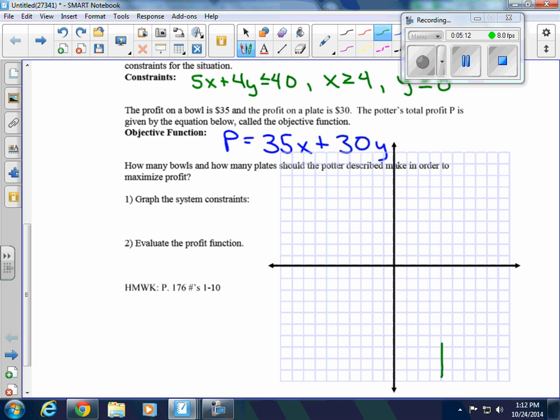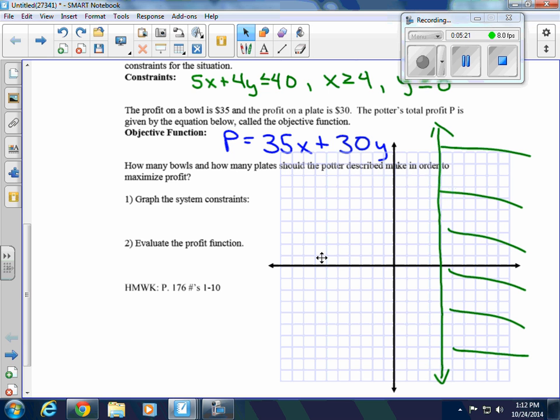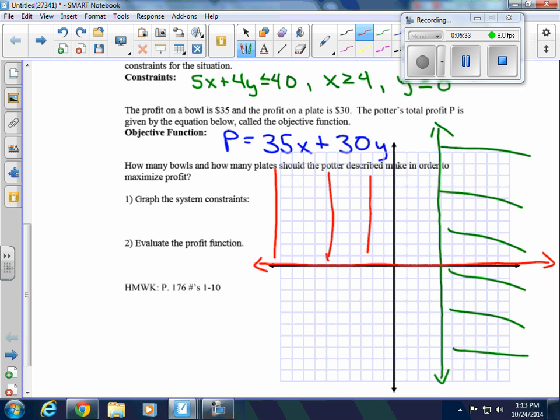So we have a vertical line right here, and our shaded area is going to be this way. X has to be greater than or equal to 4. We know that y has to be greater than or equal to 0. Well, if we graph that one, it has to be everything above there. So far we're looking at everything between the green and the red.